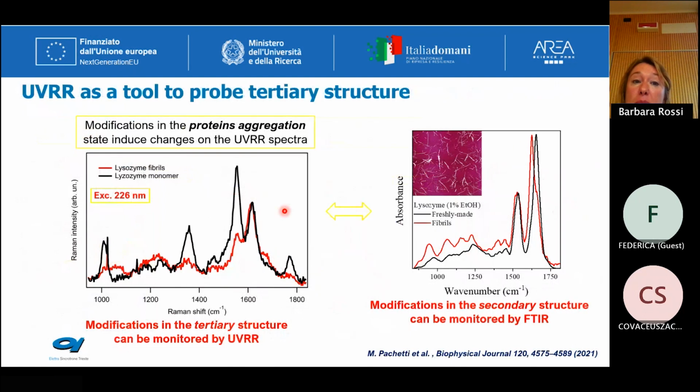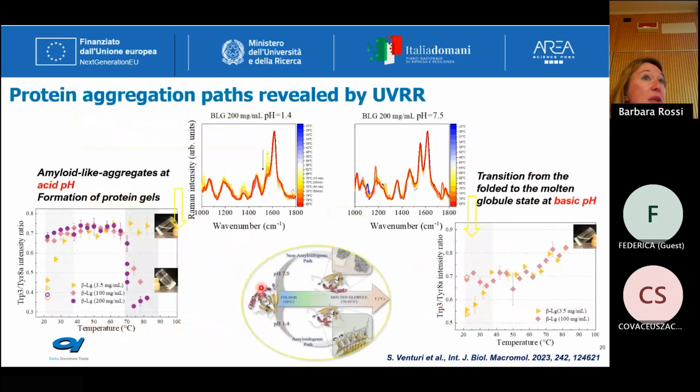Here we can see another example where the modification in the protein aggregation state, in particular the formation of this fibril, this is the case of the lysozyme, produces a strong change in the spectrum of the protein, in particular in the intensity of the signal associated to the tryptophan amino acid. This spectral change can be associated to the modification in the tertiary structure of the protein that can be efficiently monitored by using UV spectroscopy.